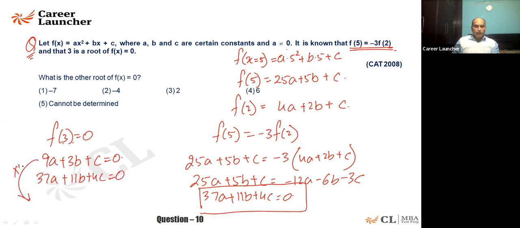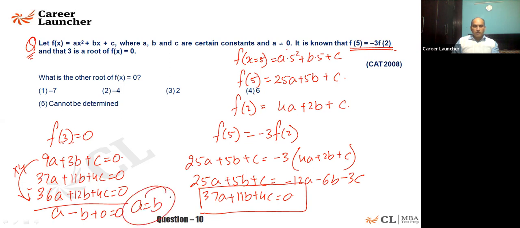I'll multiply this by 4. Reason is 4C gets cancelled out. I'll say 36A plus 12B plus 4C is equal to 0. I'll subtract this one. That gives me A minus B plus 0 is equal to 0. A is equal to B. These are the values of this. So A is equal to B.